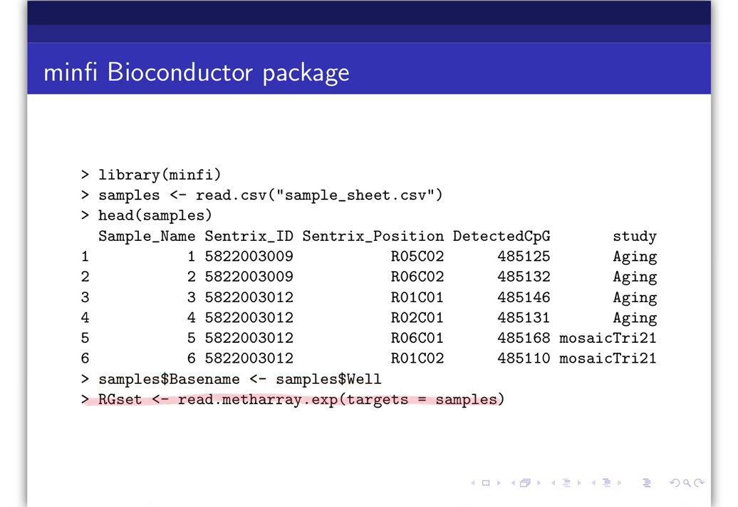The read.metharray.exp function allows you to read the IDAT files where targets indicates the phenotypic data. Again, this function assumes that targets includes a field called Basename that indicates the base name of each pair of IDAT files, where the pair of files have names ending in _Red or _Grn.